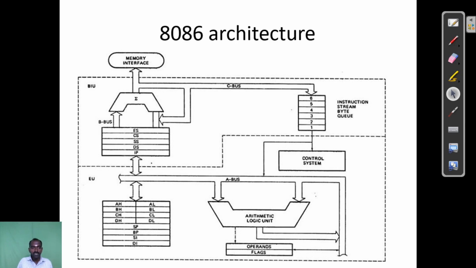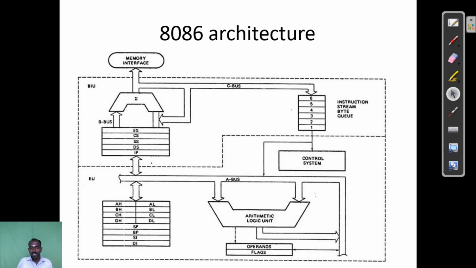The 8086 consists of 4 segment registers. What are the 4 segment registers? Extra segment, code segment, stack segment, and data segment. The 8086 memory space can be divided into segments of 64 KB. The 4 segment registers are used to hold 4 segment base addresses.